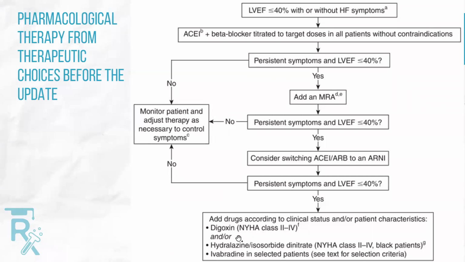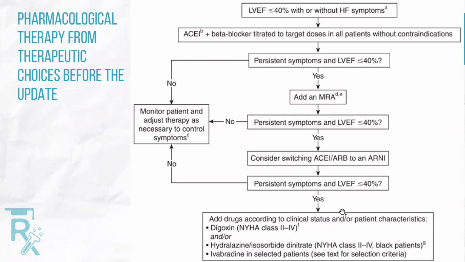I can add digoxin because digoxin has a positive inotropic effect. It increases the contractility of the heart. So I can add it in that case. Okay, what else? I can use hydralazine isosorbate dinitrate in Black patients. It shows a good positive outcome when adding hydralazine isosorbate dinitrate in Black patients.